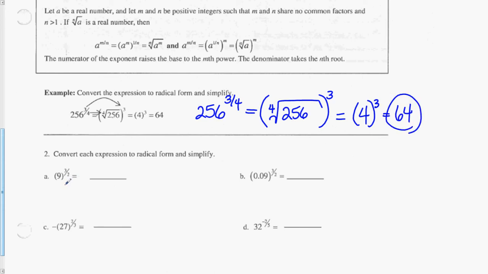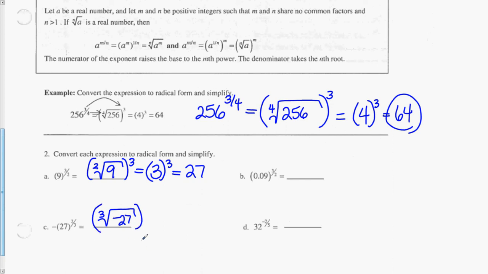So let's do some of these on the bottom. You've got 9 to the 3/2, so that's the square root of 9, and then we're going to cube it. Well, the square root of 9 is 3, and when we cube it, we get 27. Okay, the one underneath it, you've got negative 27 to the 2/3, so that's going to be the cube root of negative 27 this time, and we're going to square it. Well, the cube root of negative 27 would be negative 3, and when we square a negative number, we end up with a positive number.